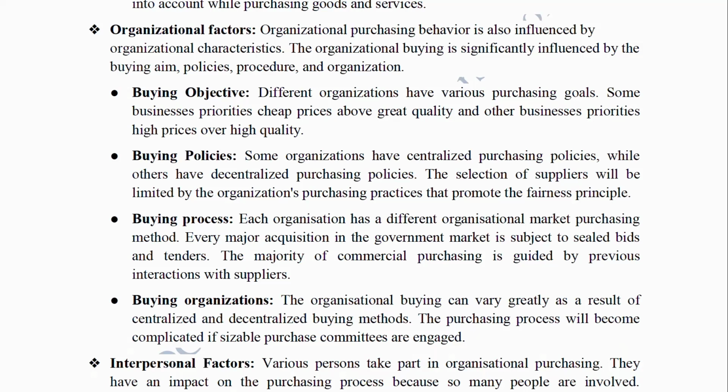Buying organizations: organizational buying can vary greatly as a result of centralized and decentralized buying methods. The purchasing process will become complicated if sizable purchase committees are engaged.